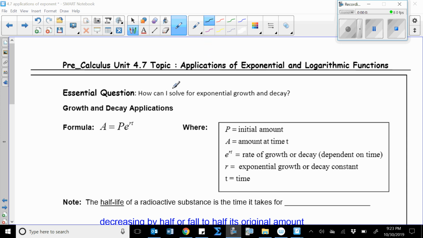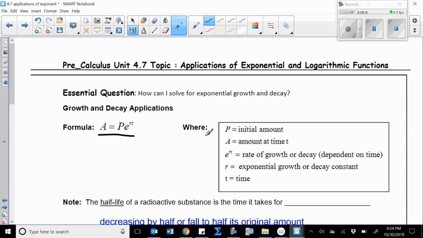Hi everyone. Today we're going to learn about the application of exponential and log functions. One of the applications of exponential functions is growth and decay. That happens when the quantity or number or population of something increases or decreases exponentially. In these kinds of cases, the general form of the function is A equal to P e to the power of r times t.